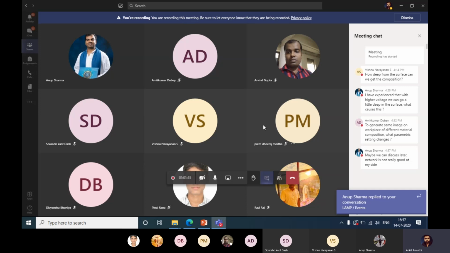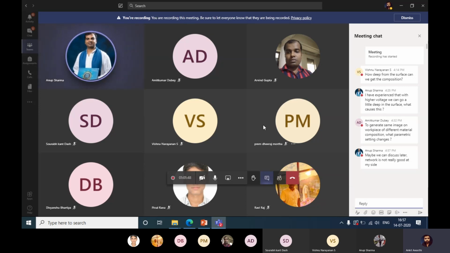Okay, yes, I got it. So then you get the clear images. That's why you get clear images, because one very important thing is that your pixel size, the pixel resolution of the image, and the beam focus diameter, that is the spot size, should be comparable. Otherwise, you won't get that.